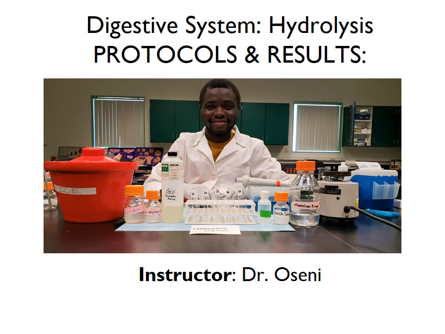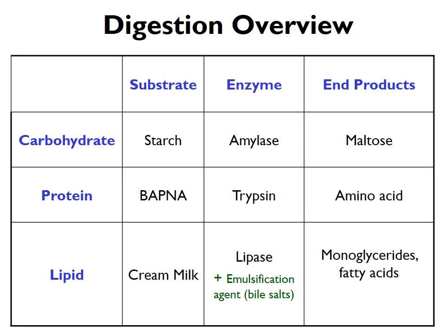After going through the protocols and procedures, the next thing is for you to see the results of the experiment that I did on your behalf. So just an overview. Remember the substrate for each of the experiments. For example, the carbohydrate is the starch. The enzyme that we're looking at is the alpha amylase, which is present in the pancreatic juice or extract. And the end product of the digestion should be maltose for starch.